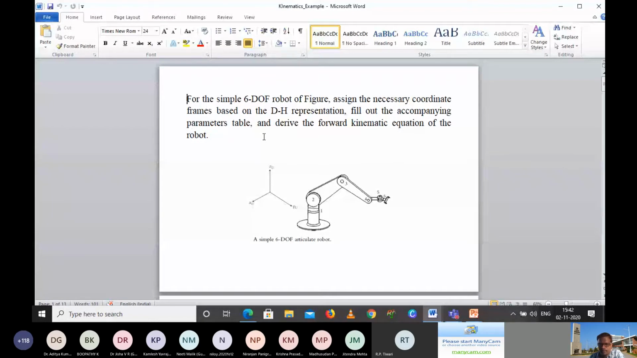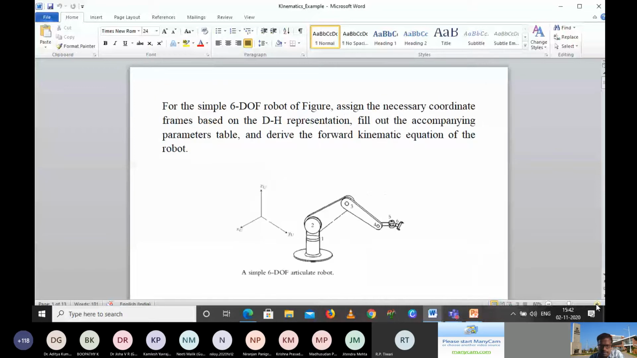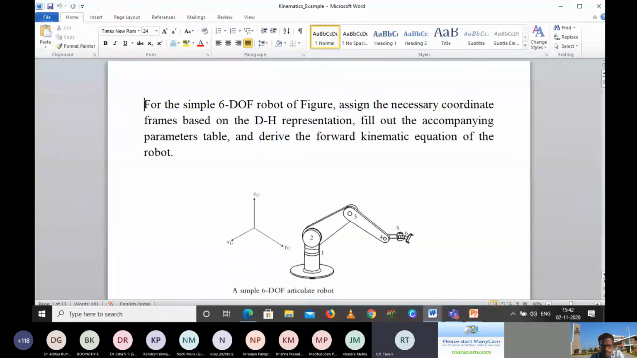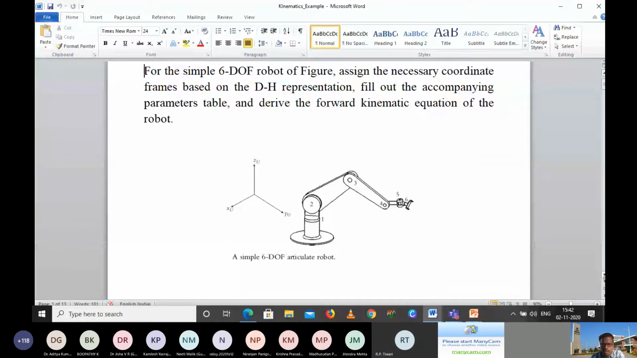First, you have to see how many joints are there. So in the diagram, is it visible? Can I zoom it a little bit? Is the screen visible? Yes, sir. Okay, shall we solve one by one? It will be better, I think, right?